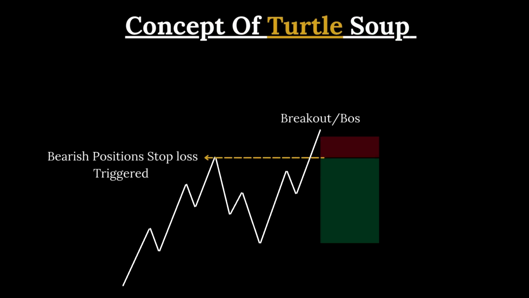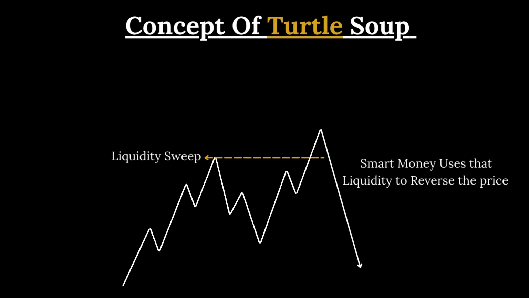What is the concept behind this and why does this work? Because breakouts attract attention. They trigger stop losses, breakout orders, and emotional trades. And that means one thing: liquidity. Smart money uses that liquidity to enter trades in the opposite direction. The Turtle Soup Strategy isn't about following the crowd. It's about patiently waiting for the crowd to get trapped, then taking the other side of the trade.